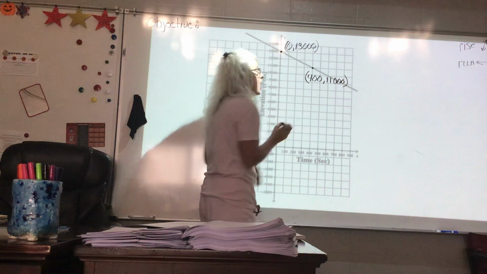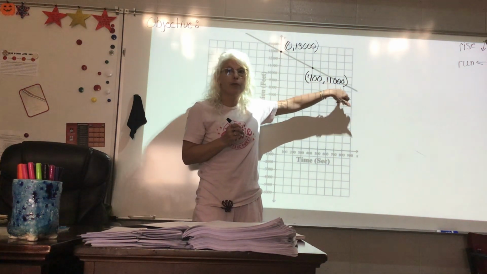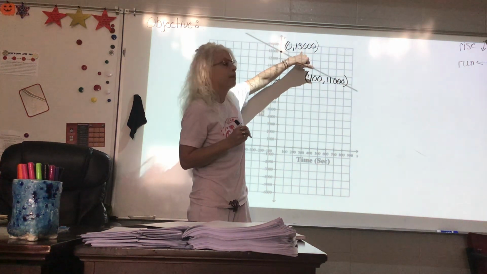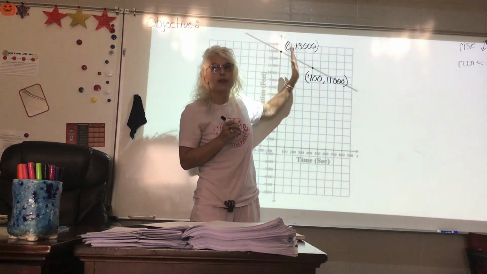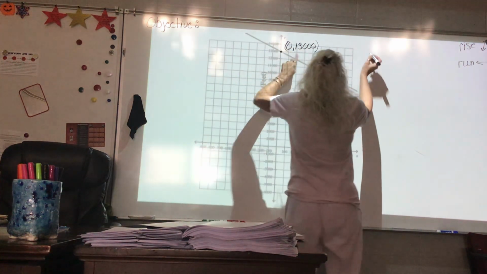Notice I did not put commas in my ordered pairs except for the one that separates the x number from the y. You do not put commas here. You do not put comma there. You just put the one comma that separates your x value from your y value. Then I'm going to write them over here.